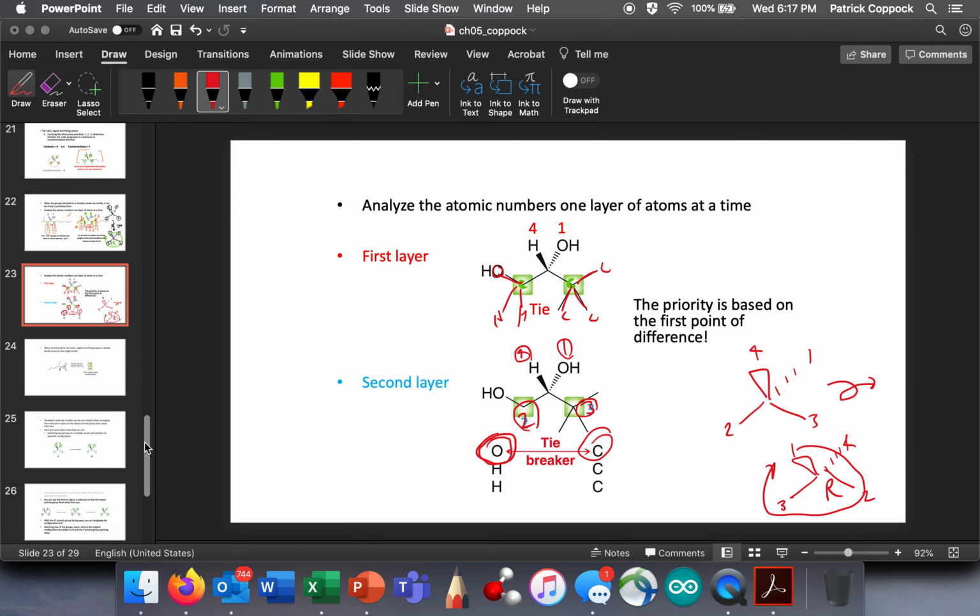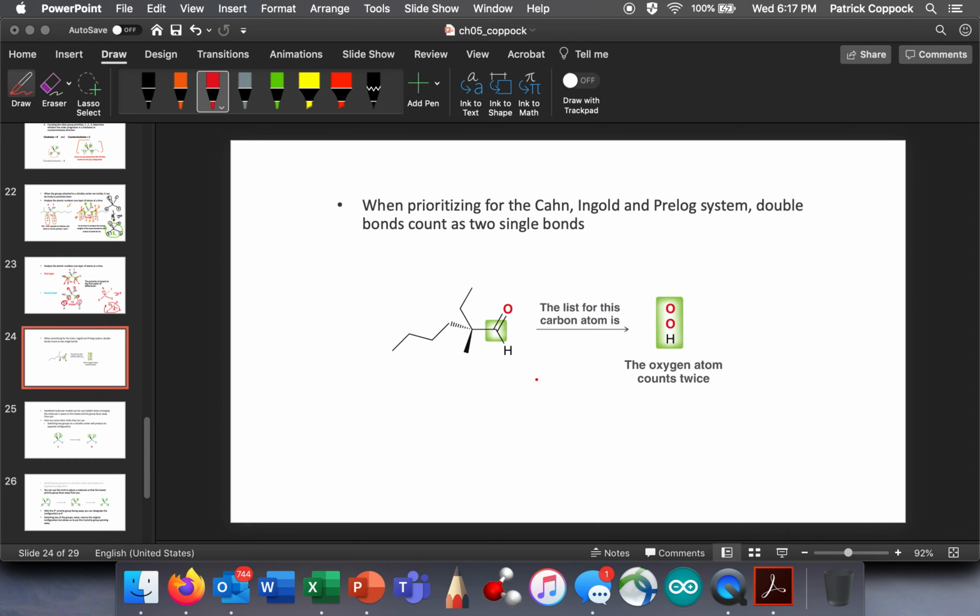So let's look at one more kind of tie here. In this case, or one more question about the Cahn-Ingold-Prelog rules. It's not really a tie, I don't think. So let's look here.